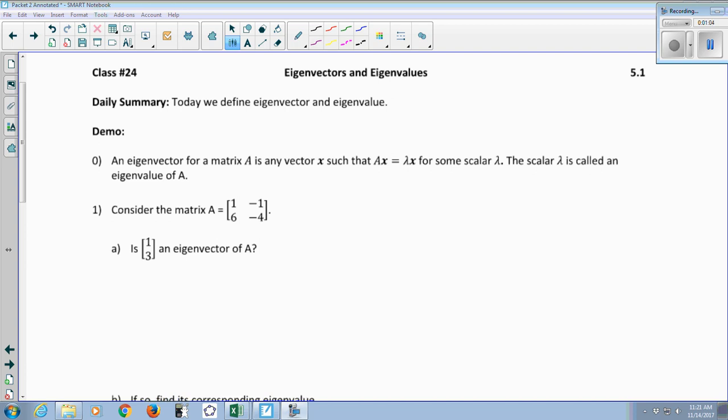Okay, so an eigenvector for matrix A is any vector x such that A times x equals lambda x for some scalar lambda. So lambda is called the eigenvalue of A.